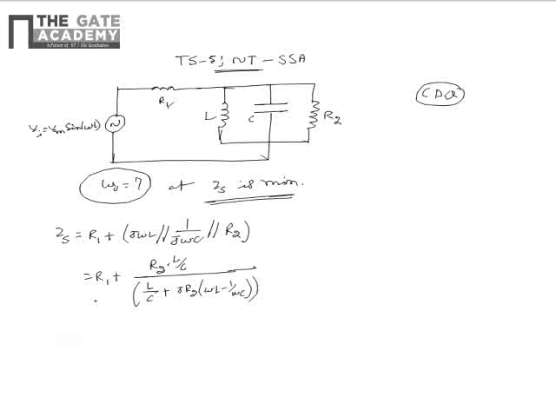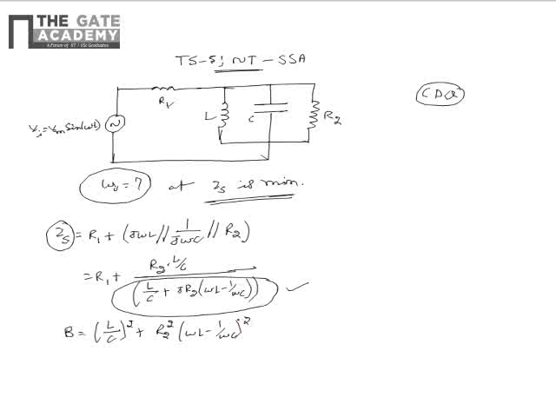So we have to find the frequency at which the magnitude of the impedance is minimum. For the magnitude of the impedance to be minimum, the quantity marked should have the maximum value, as it is the only quantity that is dependent on omega. Now let us define B. Let us define B equal to the magnitude of the quantity marked, that is, (L by C) whole square plus R2 square multiplied by (omega L minus 1 by omega C) whole square.